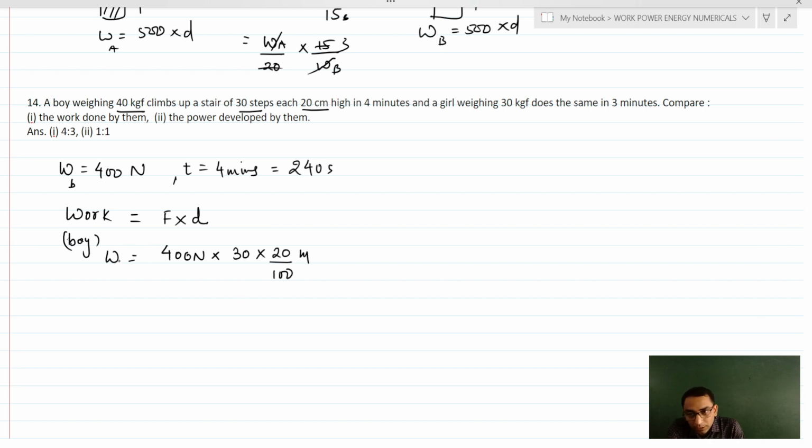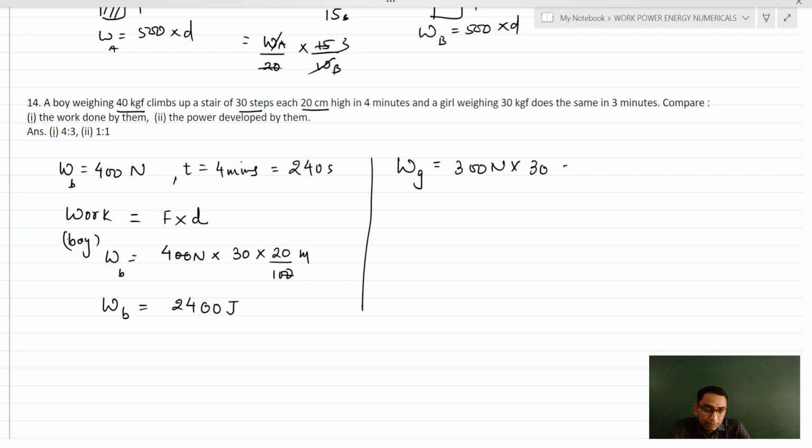So if I calculate the work done by the boy, that is 20 20 getting cancelled, 4 3s are 12, 12 2s are 24, 2400 joules. That is the work done by the boy. In the same way, let me calculate the work done by the girl, that is equal to 30 kgf, that means 300 newtons, and 30 steps times 20 by 100 meters. So 0 and 0 getting cancelled, 3 3s are 9, 9 2s are 1800 joules. This is the work done by the girl.